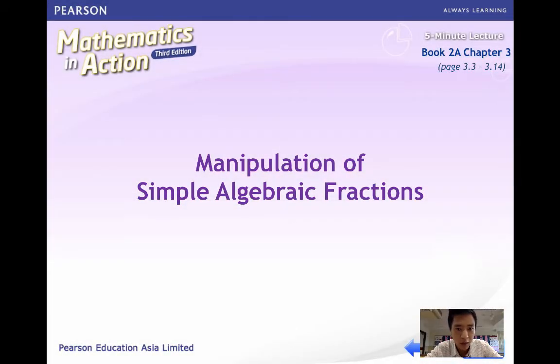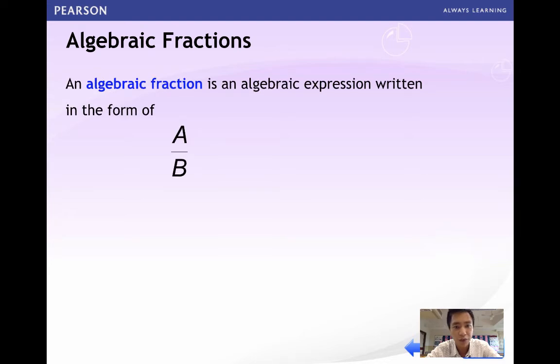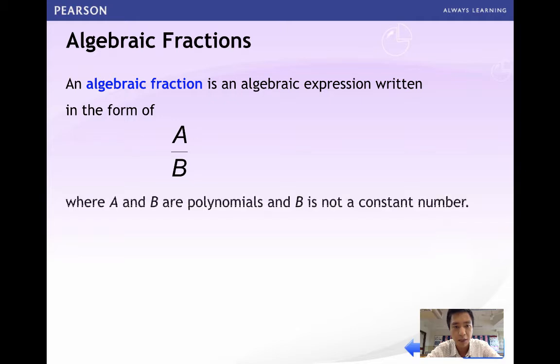Hi students, in this video we will talk about chapter 3.1, the manipulation of simple algebraic fractions. So first of all we have to look at what an algebraic fraction is. An algebraic fraction is an algebraic expression written in the form a over b. For a and b, they are polynomials, and b, that means the denominator, is not a constant.